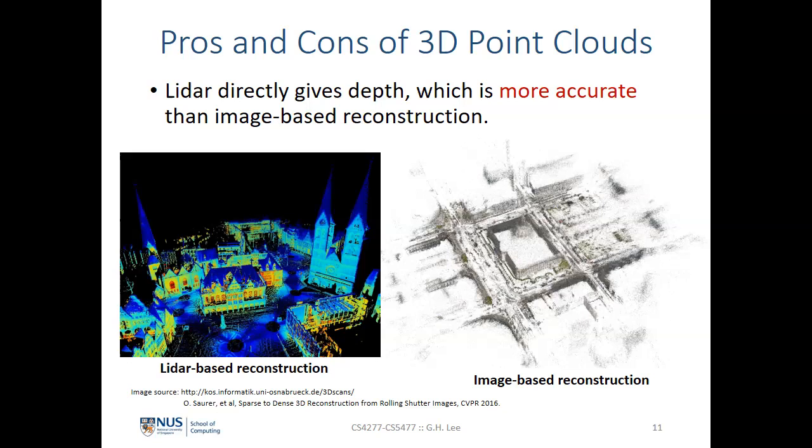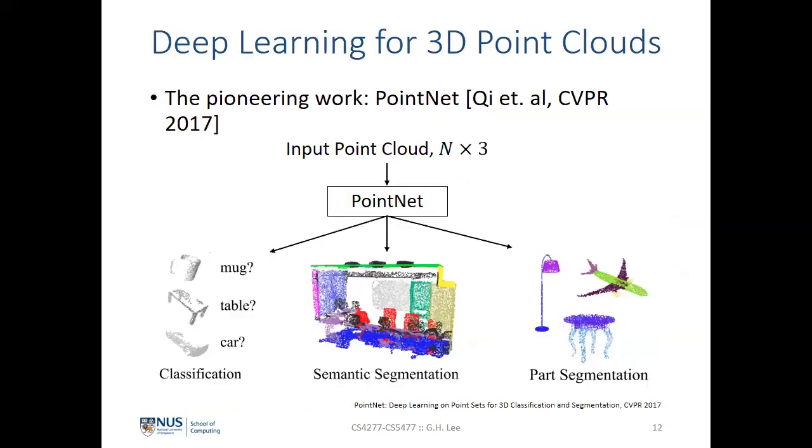And also you don't get absolute scale from structure from motion, if you don't know anything about the scene. But for a 3D point cloud, you get the absolute scale. Everything is 1-to-1, the scale. So that's the advantage of this 3D point cloud.